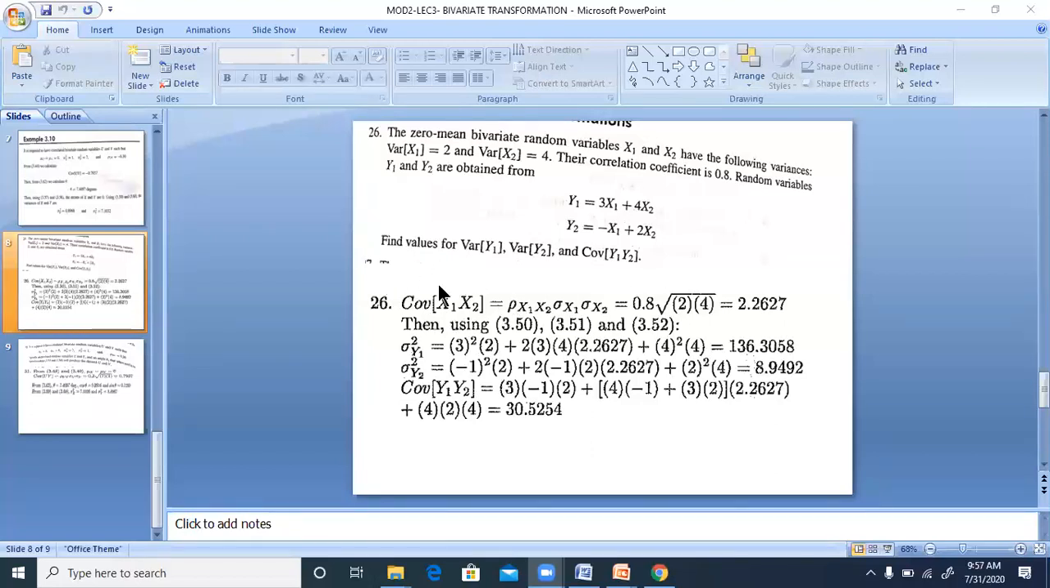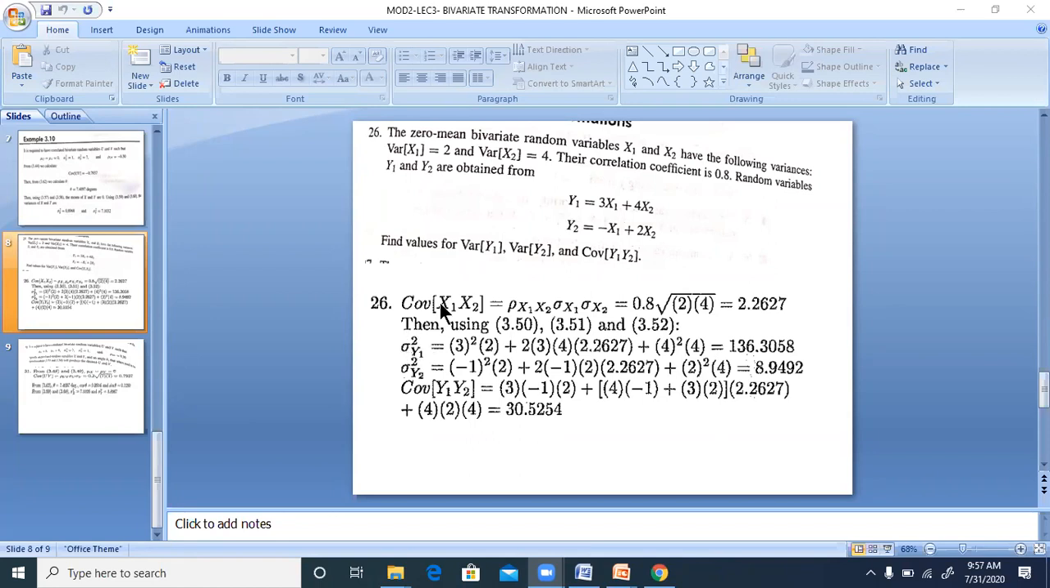So first, the covariance of x1, x2 is nothing but the correlation coefficient of x1, x2, which is 0.8, times the standard deviation of x1, which is root of 2, times the standard deviation of x2, which is root of 4, and that will give us this, and that will be this.